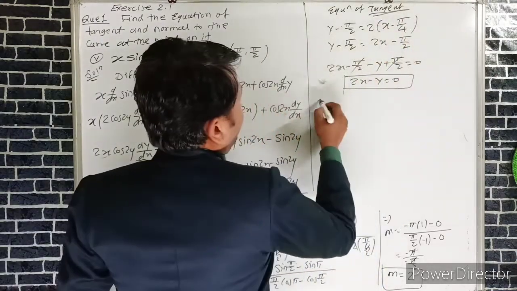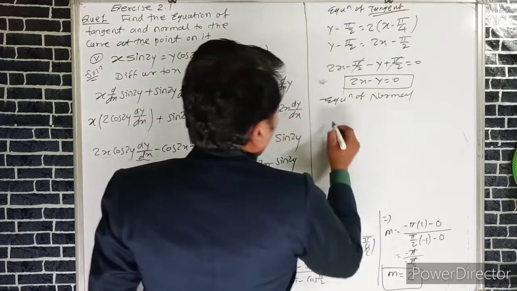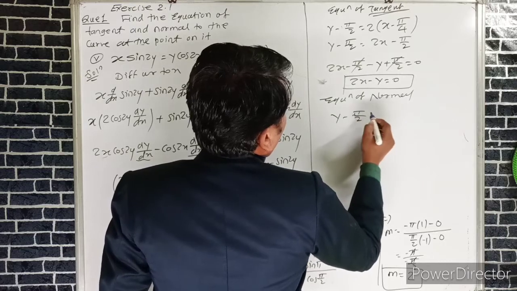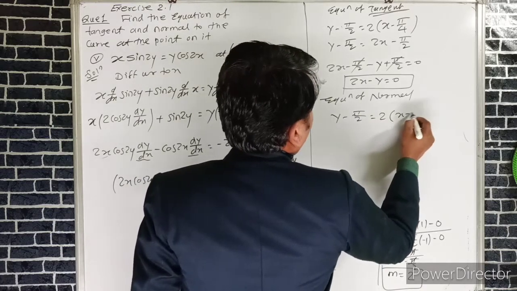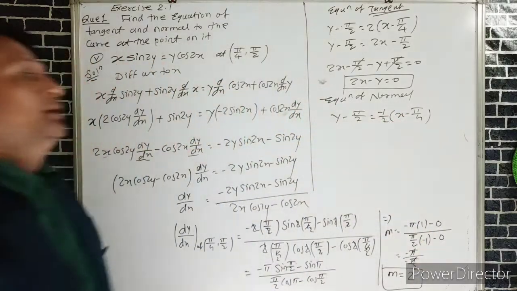Again we have to find the equation of normal. So we know that y minus pi by 2 is equal to 2 into x minus pi by 4, minus 1 by 2 into x minus pi by 4.